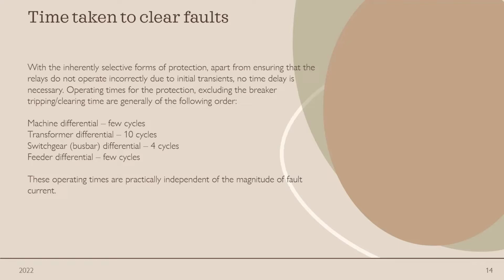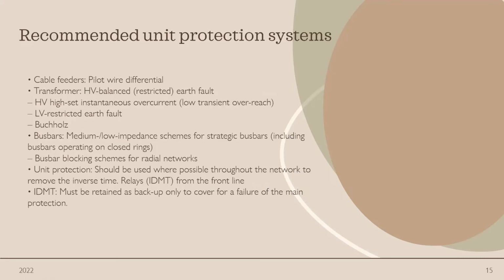Time taken to clear faults. With the inherently selective forms of protection, apart from ensuring that the relays do not operate incorrectly due to initial transients, no time delay is necessary. Operating times for the protection, excluding the breaker tripping or clearing time, are generally of the following order. Machine differential is a few cycles. Transformer differential is 10 cycles. Switchgear or busbar differential, 4 cycles, and feeder differential also a few cycles. These operating times are practically independent of the magnitude of fault current.